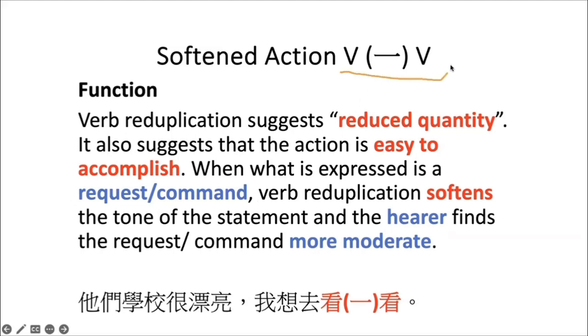In this pattern, the second verb can omit.